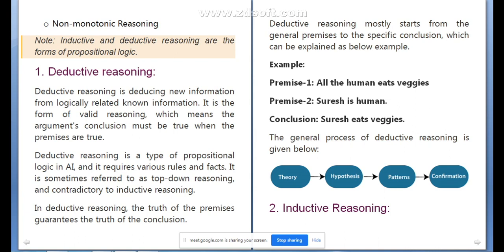So the general process of deductive reasoning is: theory, then we have some hypothesis and some patterns, and we have the confirmation. Understood? So this is about deductive reasoning. Tomorrow we will see inductive reasoning.